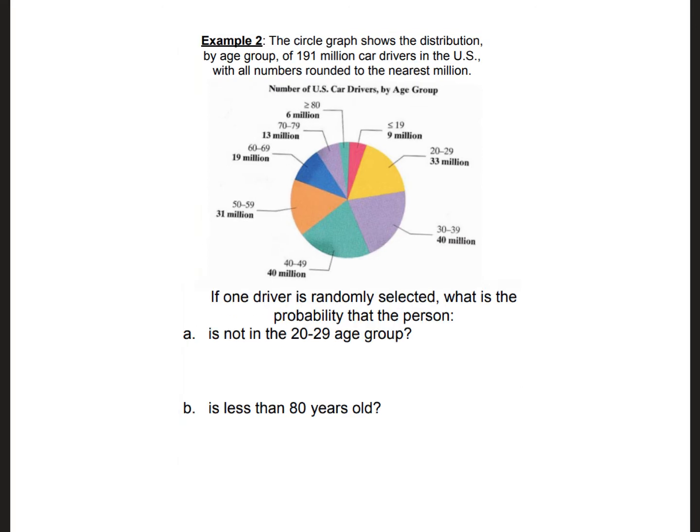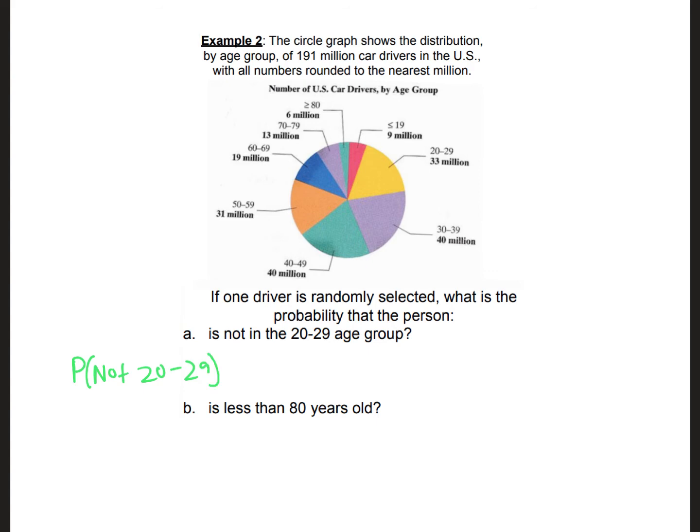Example 2 says the circle graph shows the distribution by age of 191 million car drivers in the US, with all numbers rounded to the nearest million. If one driver is randomly selected, what is the probability that the person is not in the 20 to 29 age group?